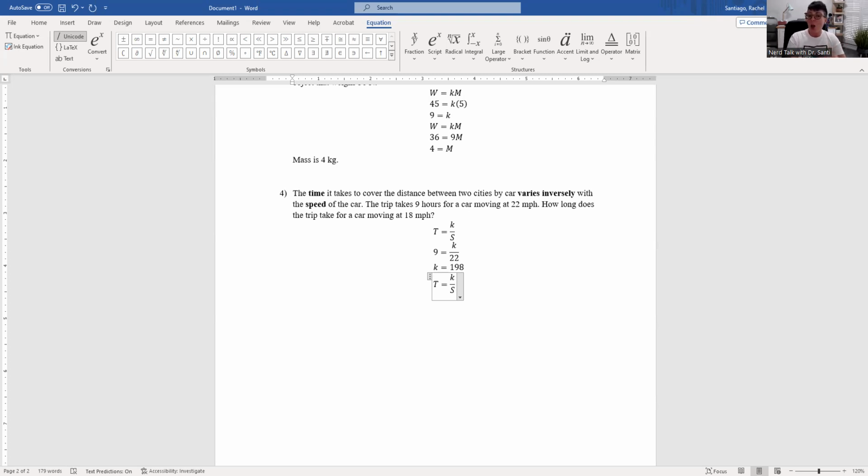Now it says, how long, okay, that means I don't know time. How long does it take for the car moving at 18 miles an hour? So we know the constant of variation is 198. And we know the speed of the car is 18 miles an hour. By the way, can you imagine driving 18 miles an hour? Ugh, just take me out of it. So then we have time is equal to, we've got 198 divided by 18, and we find that time is 11 hours, and that's probably because you're driving at a snail's pace.